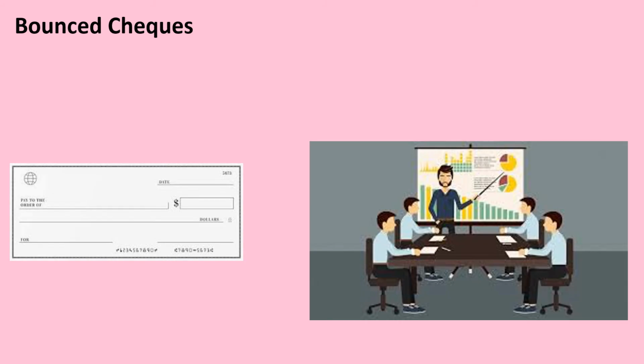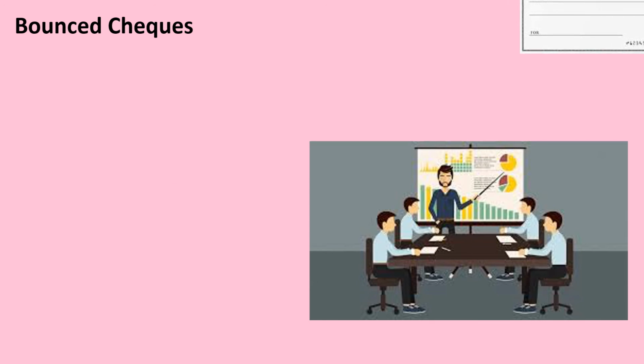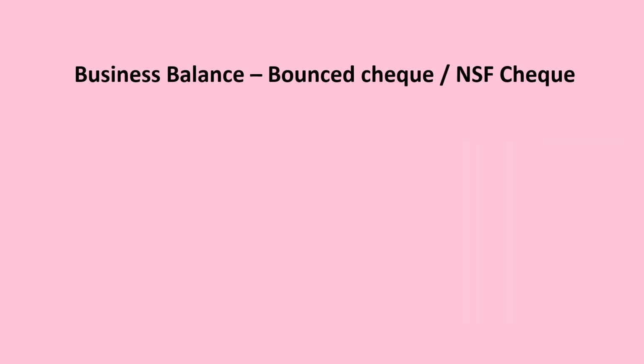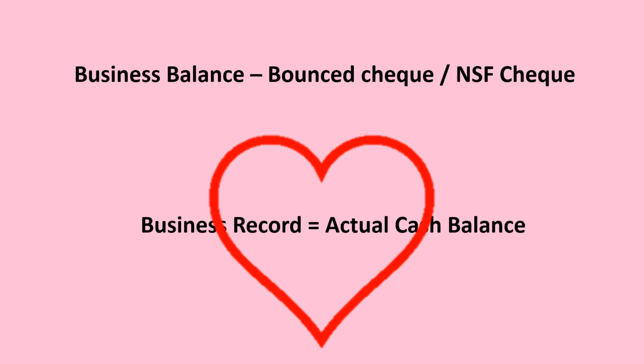Bounce checks are checks that have been received by the business, however are bounced due to insufficient funds. These are also called non-sufficient fund checks. Therefore, bounce checks must be subtracted from the business cash balance. Once these adjustments are made, the adjusted business records should equal the actual cash balance.